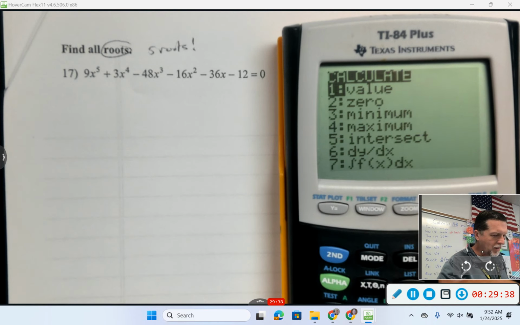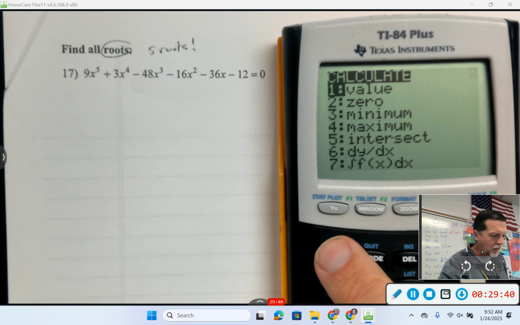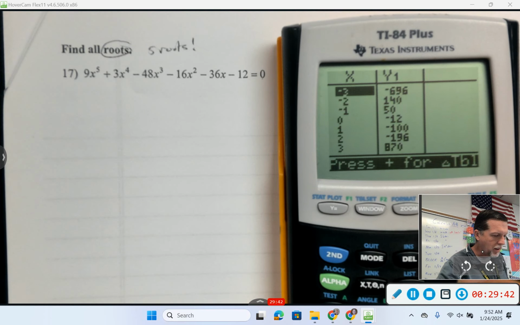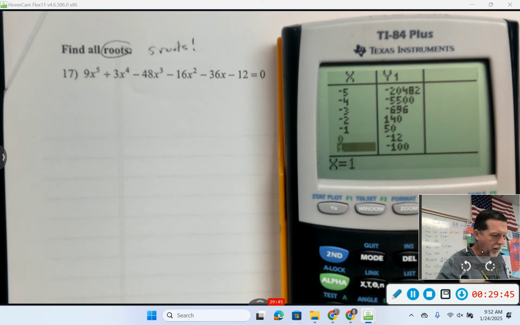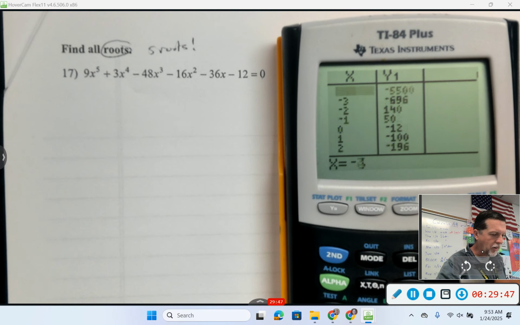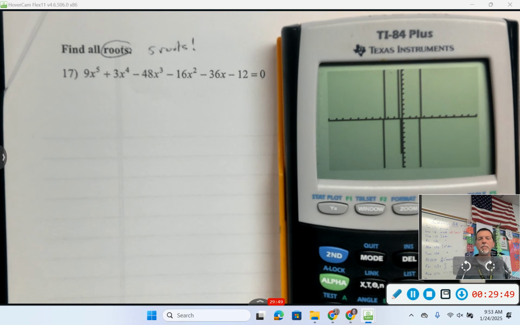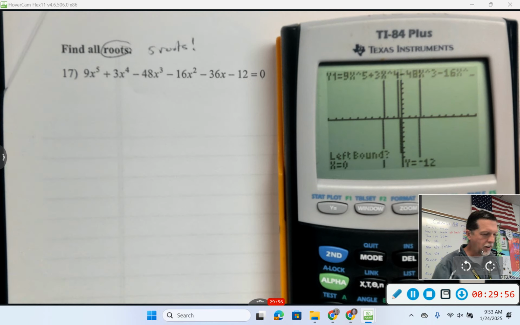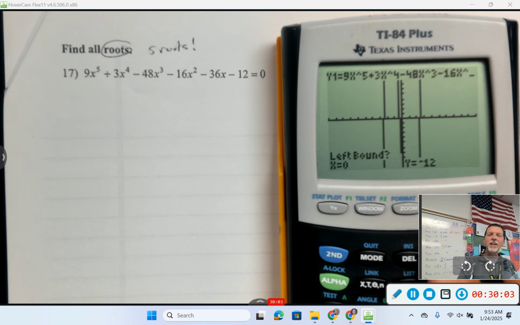Finding them is, I guess I could check the table to see if there's any easy ones. I don't think there are, but it's worth a look. Nothing there, though. So back to the graph, which means none of them are integers. Second calc zero. Okay, this gets a little tricky because when you move left and right, you go off the graph pretty quick. Actually, I can see that one, so I'm going to get that middle one first because it's right there.